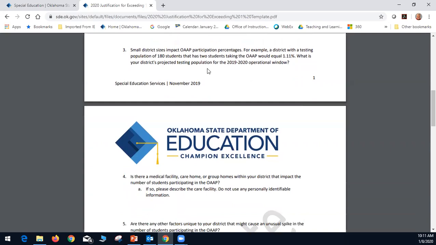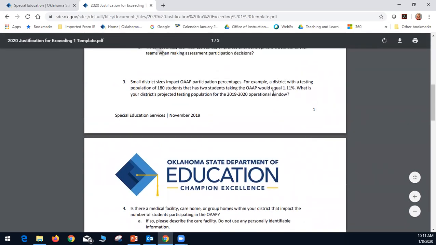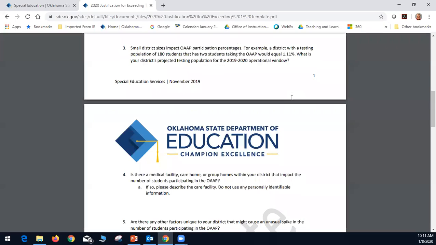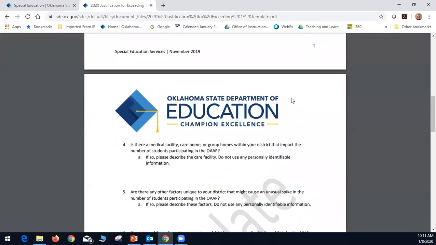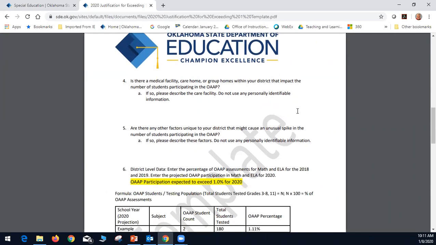Third question, small district sizes impact OAP participation percentages. A district with a testing population of 180 students, 2 students would exceed that 1%. And so what is your district's projected testing population for this spring window? And again, if that is off, if it ends up being different, it's not a big deal. Again, this is just for districts that are anticipating exceeding the 1%.